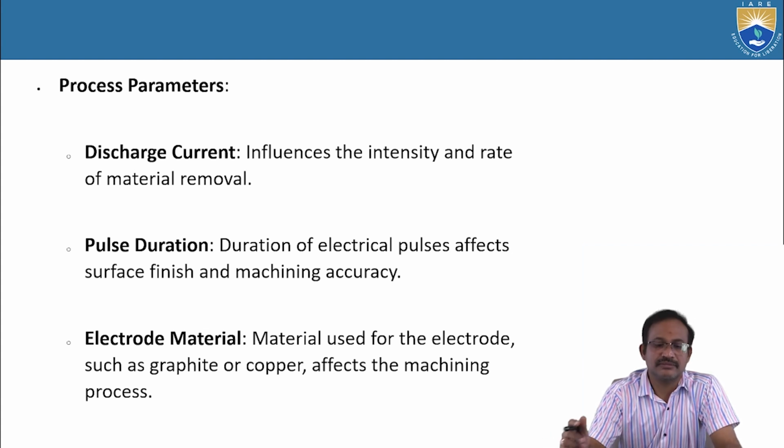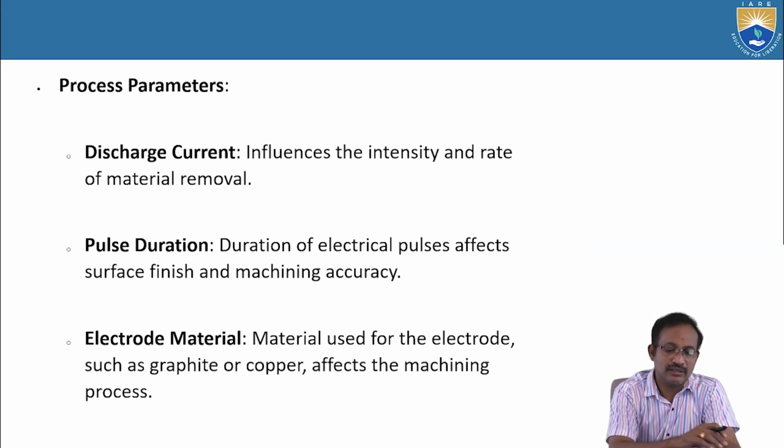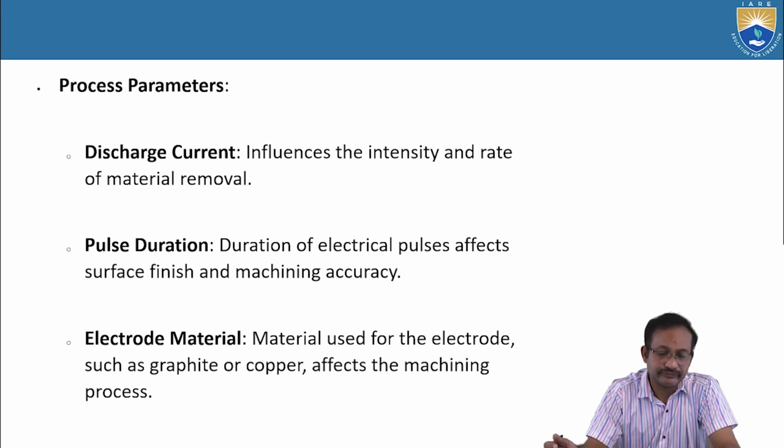Process parameters: discharge current, pulse duration, electrode material. Discharge current influences the intensity and rate of material removal. Next, pulse duration. Duration of electrical pulses affects surface finish and machining accuracy.